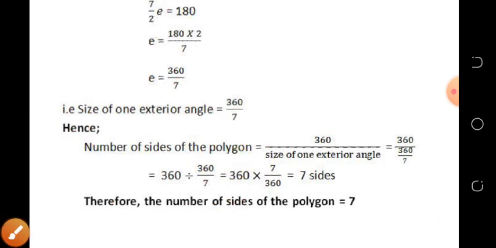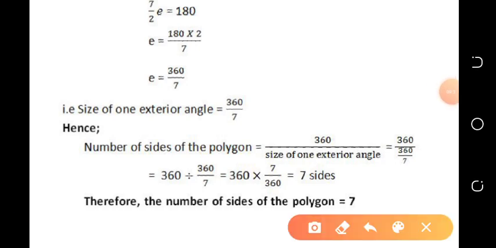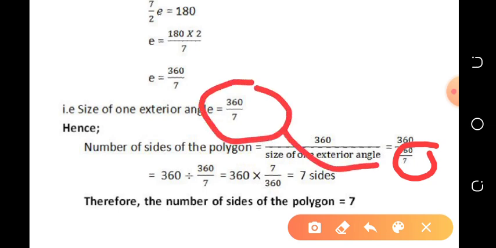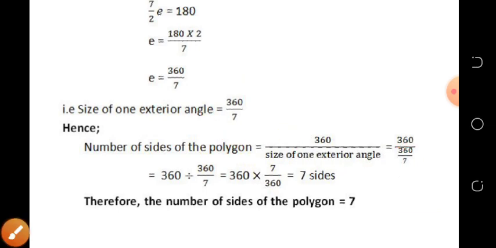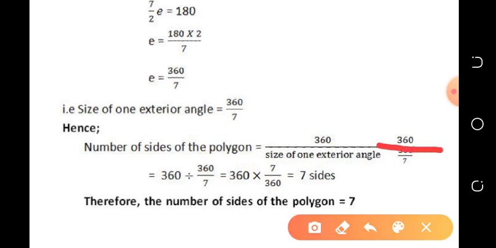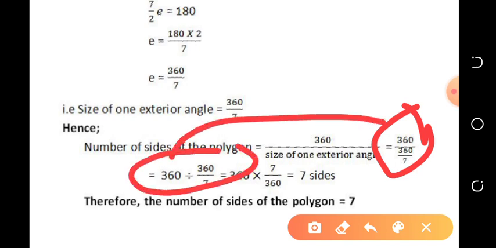So the number of sides of the polygon is equal to 360 divided by the size of one exterior angle. So you have 360 all over the size of one exterior angle. What is its value? You have it there, 360 over 7. Now this 'all over' means division. So you can re-express it to look like this, 360 divided by 360 over 7. I hope you can see that.